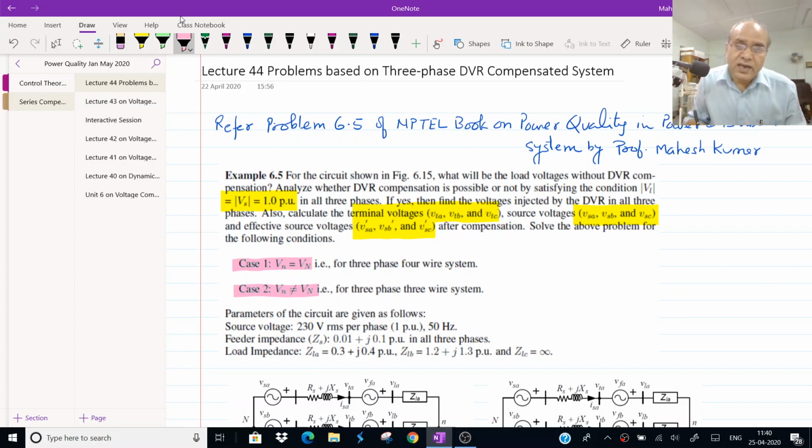We will see that providing compensation in the three-phase three-wire system is very difficult. The problem is that the neutral is floating, and hence for a specified voltage at the load terminal we must have source voltages which meet that condition, and with a floating neutral achieving that condition is quite difficult. We will discuss this point. Literally, this problem gets converted into that problem.